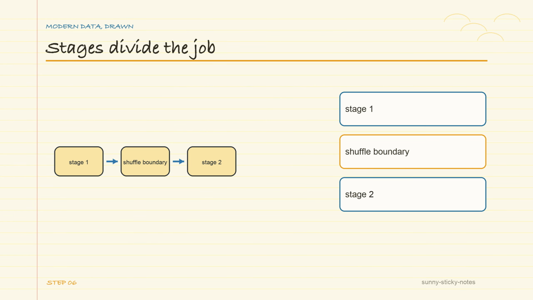Spark breaks a job into stages. Operations that can be pipelined within existing partitions may share a stage, while a shuffle usually creates a boundary before the next stage. Here is the simple picture to keep in mind. Stage 1, then shuffle boundary, then stage 2.